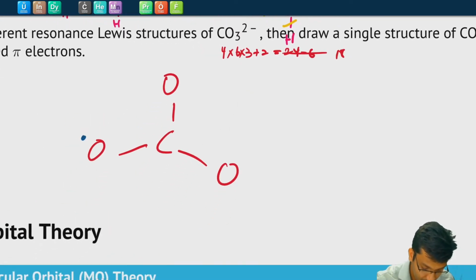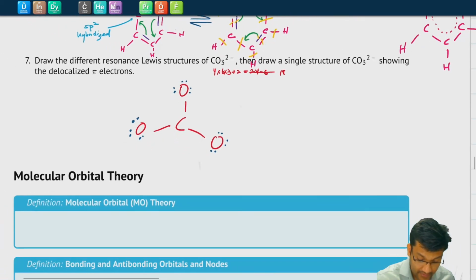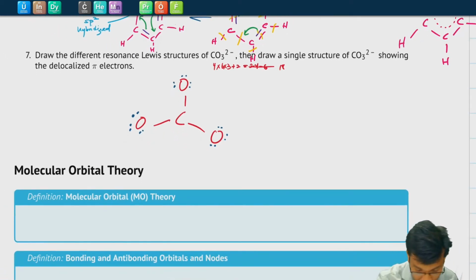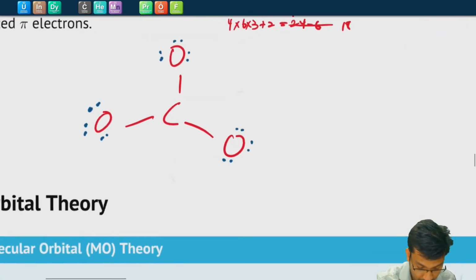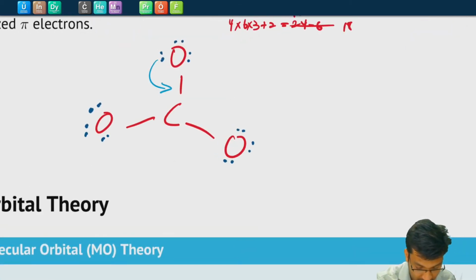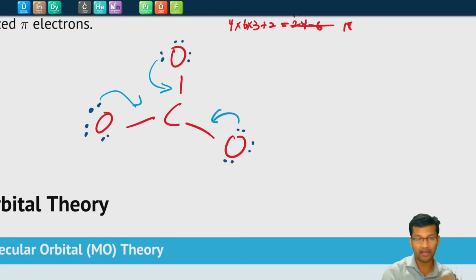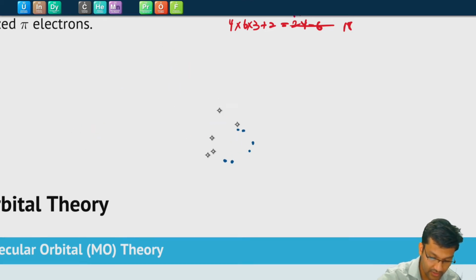So let's put them 2, 4, 6, 8, 10, 12, 14, 16, 18. Now, this carbon has only 6 electrons. It needs 2 more. So it could borrow from the one on the top, the one on the left, the one on the right. So you can bet there are going to be 3 possibilities for resonance structures. So let me go draw the 3 possibilities.